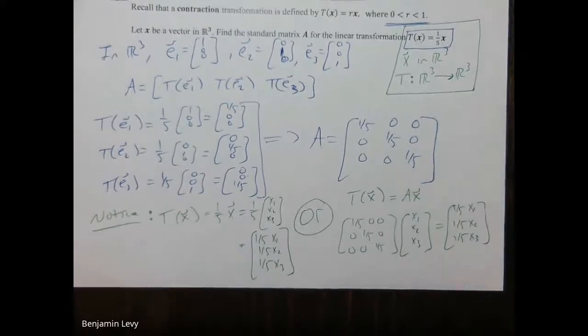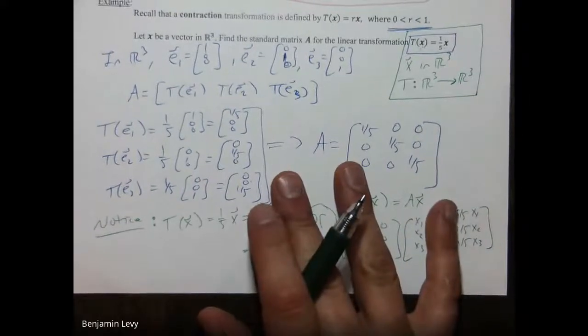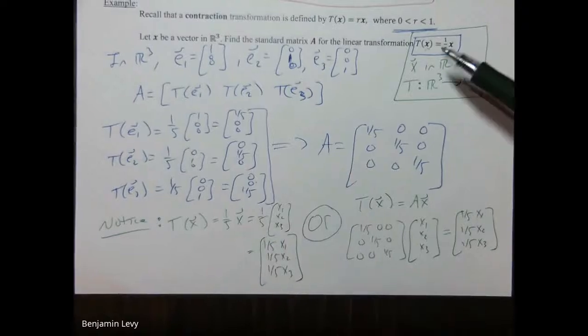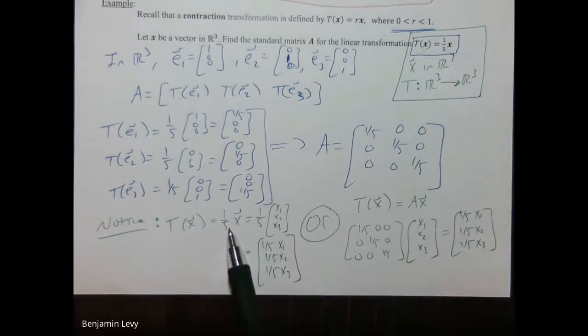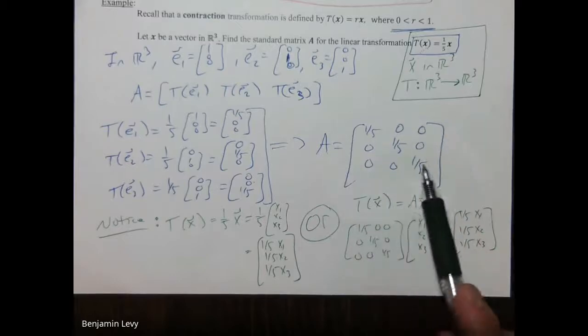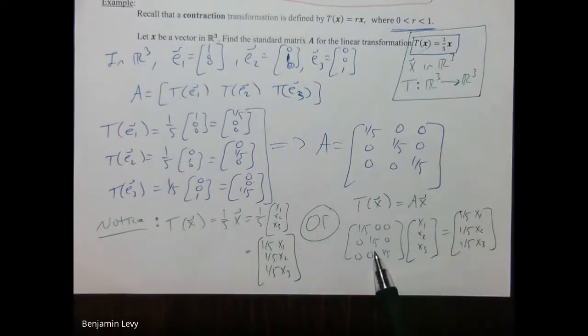Okay, so again, this is a very simple, straightforward example for the first one. And what we've just shown is applying the transformation of this contraction, we could either just go ahead and multiply the vector by 1/5 and get this, or we found this matrix representation, which allows us to take the vector and multiply it by that matrix and get the exact same outcome.